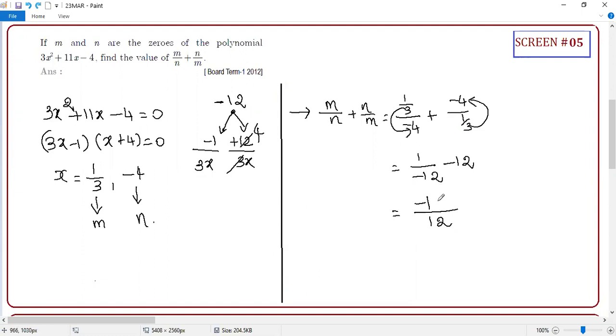Minus 144. Not 144, minus 144. So what is the answer, student? Minus 145 upon 12. Right, 12. Is it correct or not? Or is there any mistake? No mistake, na? Everything's correct. Clear.